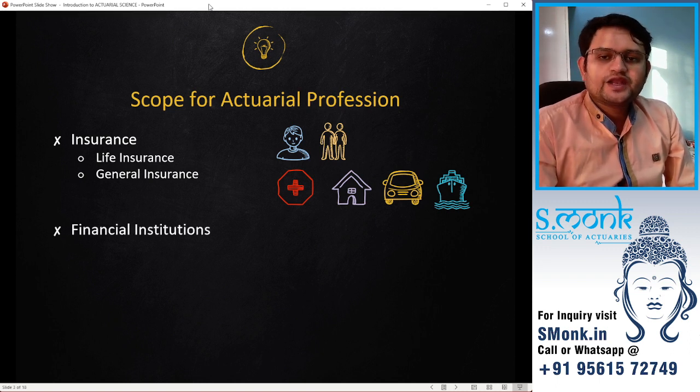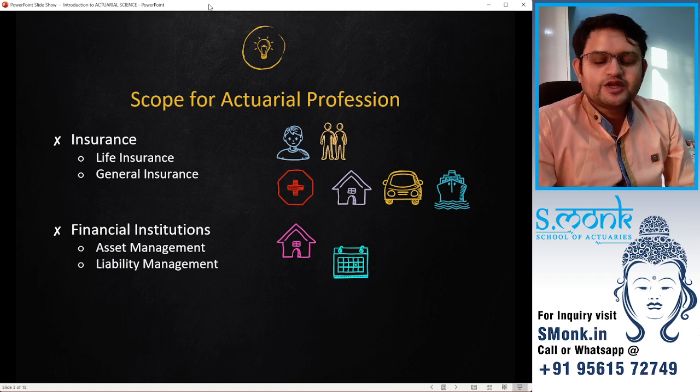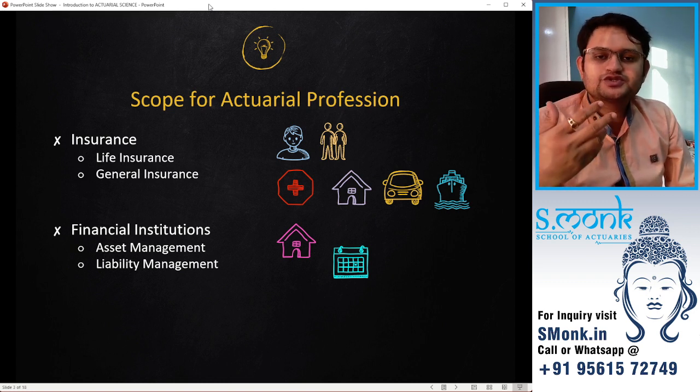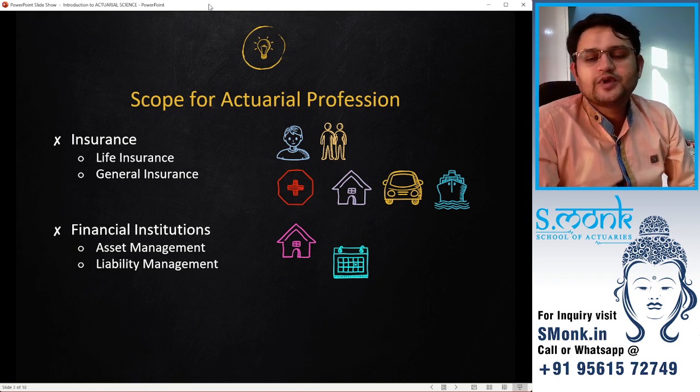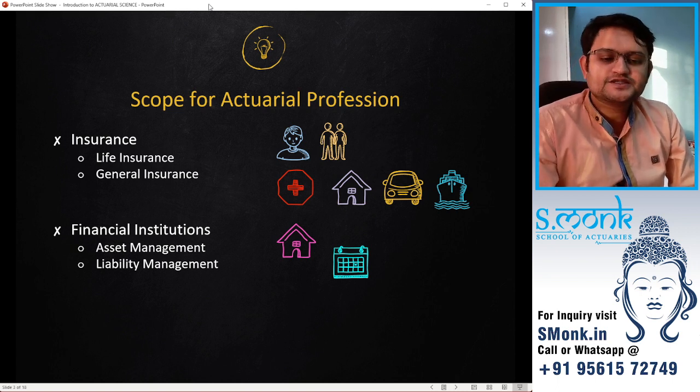Then we have financial institutions. In financial institutions, there is asset management, there is liability management. Both of these deal with what would be the future cash flows or future assets or liabilities, and how much money you might have to pay in the future. Accordingly, you have to manage how much money you have today. That would be called asset management and liability management.